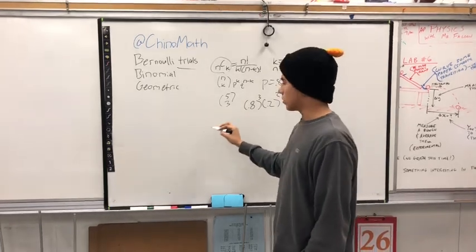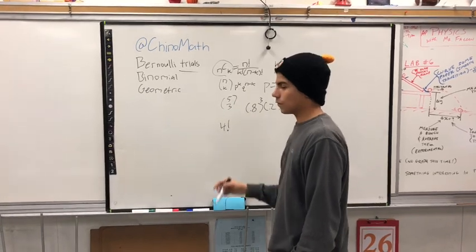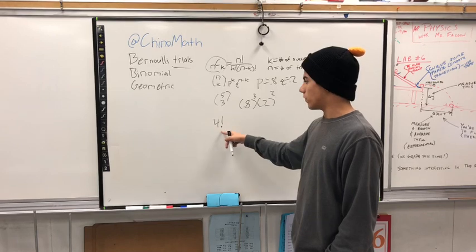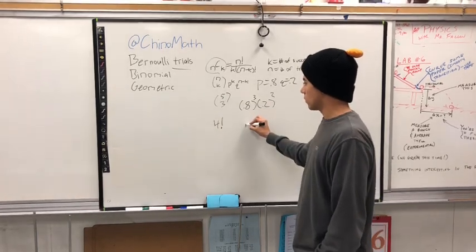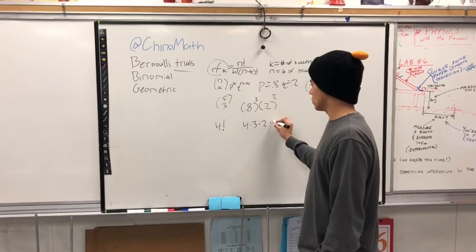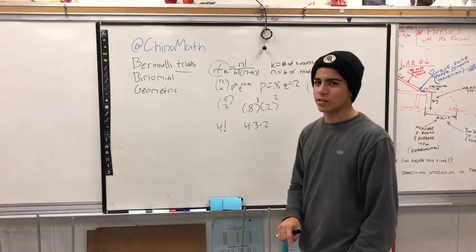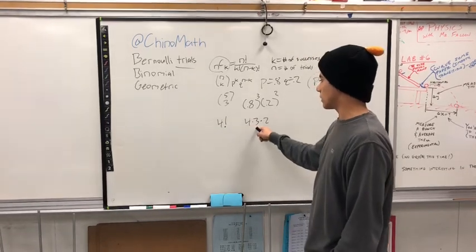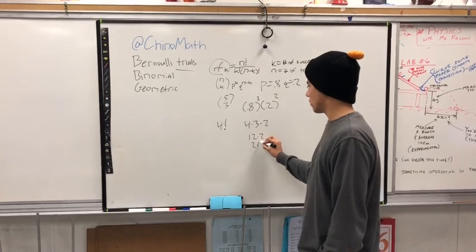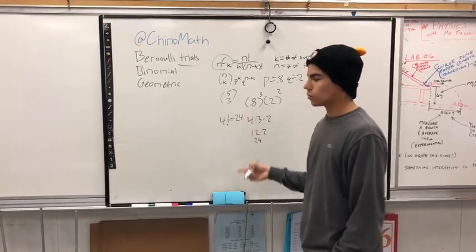I'm just going to think of some number here. I'm going to use 4, exclamation point there. We call this a factorial. This is said as 4 factorial, and all that means is 4 times 3 times 2 times 1. And if you want, you can disregard that 1 because it's not going to do much for us. But 4 times 3 is 12, times 2, you get 24. So we say 4 factorial is equal to 24.